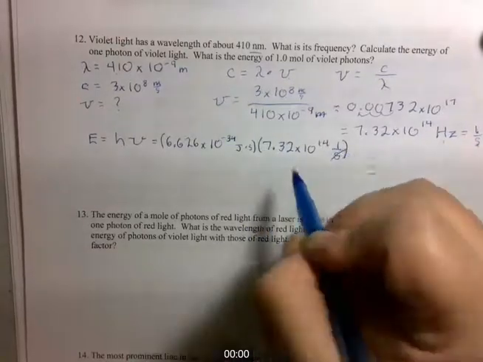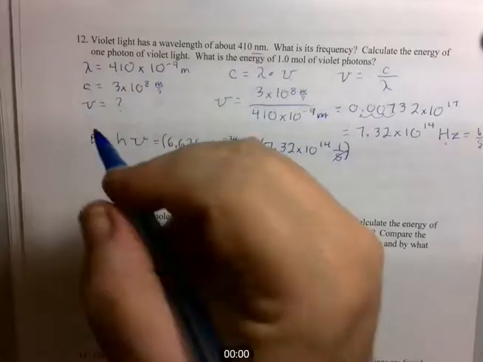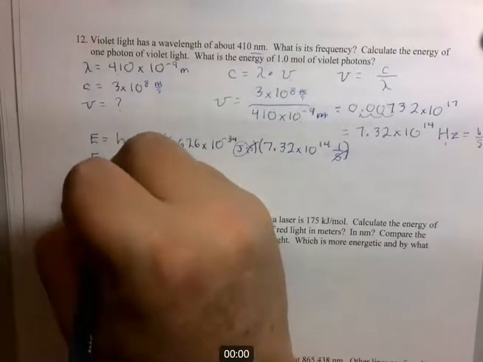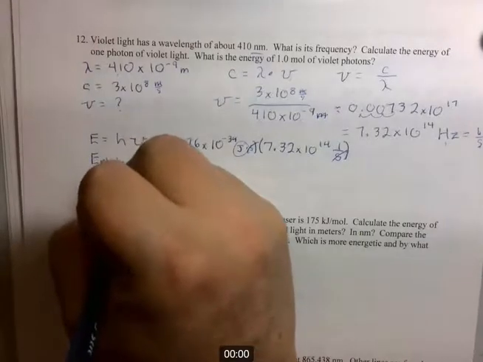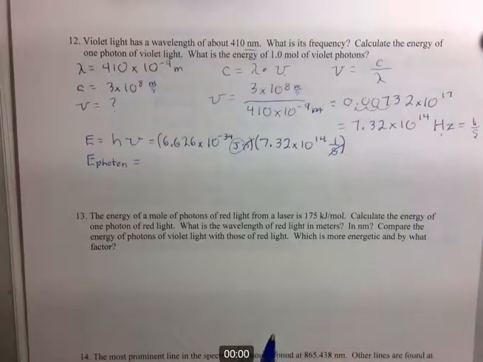Seconds on the bottom cancels with seconds on the top. You're left with joules, which is the unit of measure you want for energy. So the energy, and I always like to write the word photon as a subscript to remind you it's the energy in 1 photon. I'm going to leave you to calculate that, so be sure you do it correctly. You should get some number in the range of 10 to the minus 19, about 5 point something, 6 point something times 10 to the minus 19. So go ahead and do that, see if that's what you get.